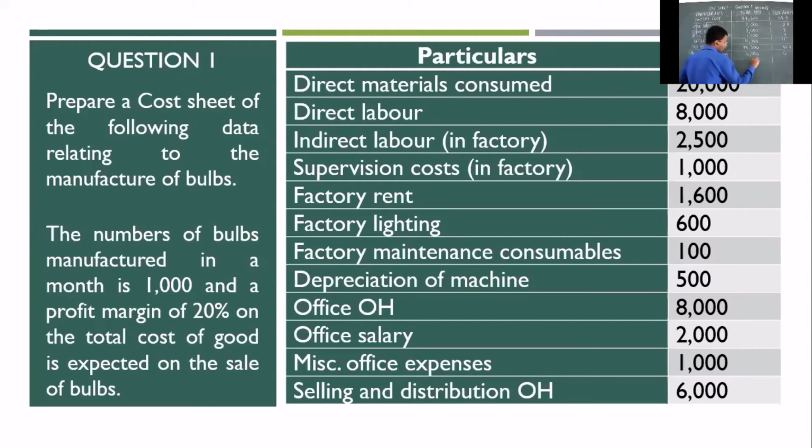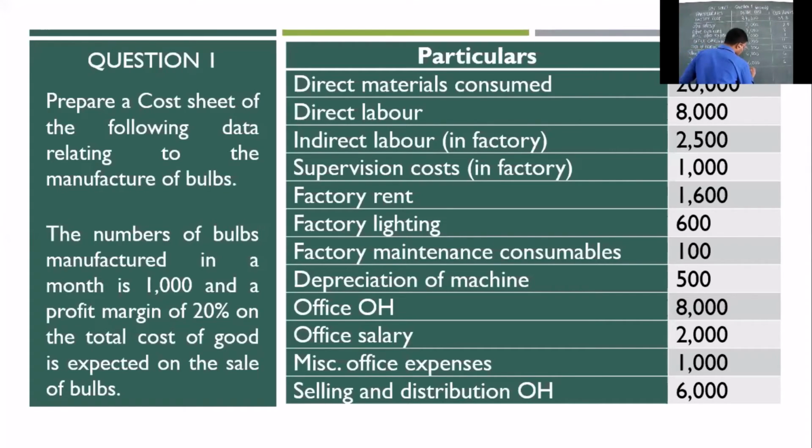That's the only item given, so let's total this up. We will stick to our format. So we will have to calculate selling and distribution overhead, which works out to be also 6,000. Next, you have to add your selling and distribution overhead to your cost of production. When you do so, you will get your total cost.